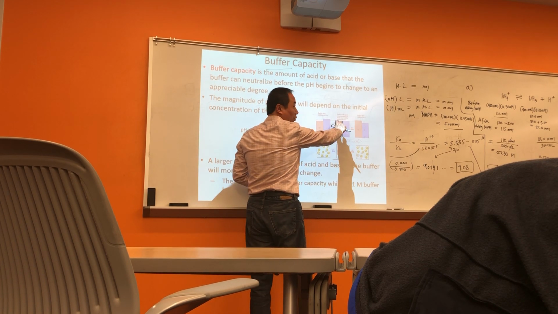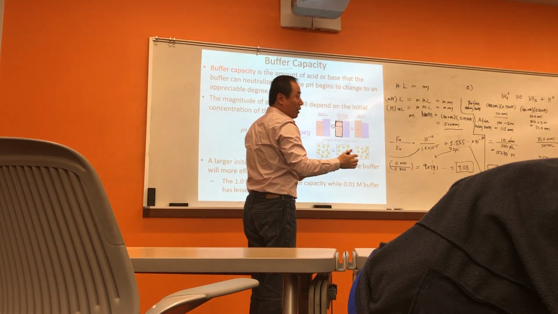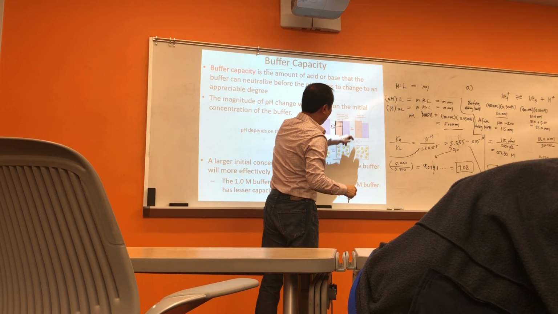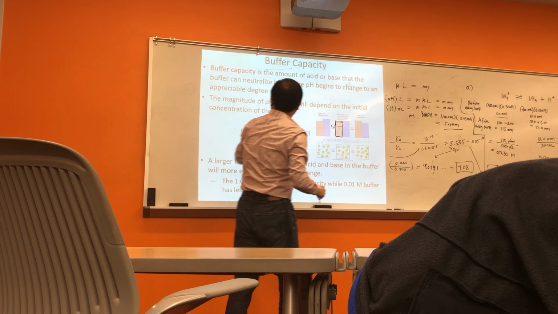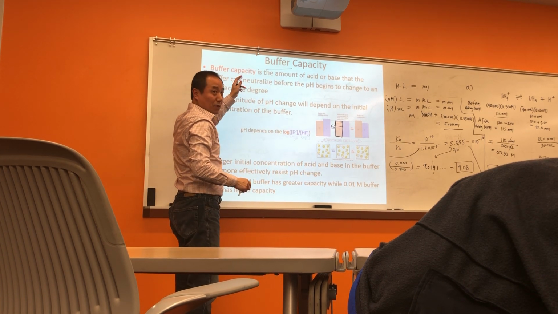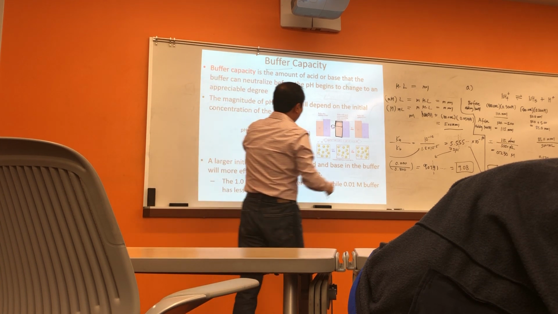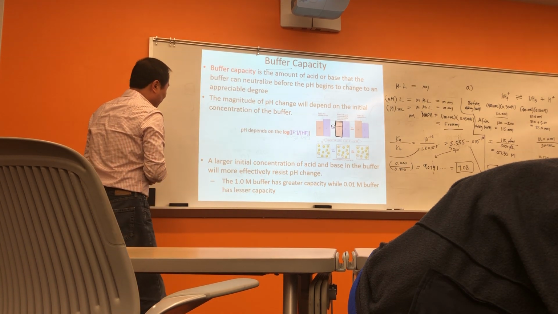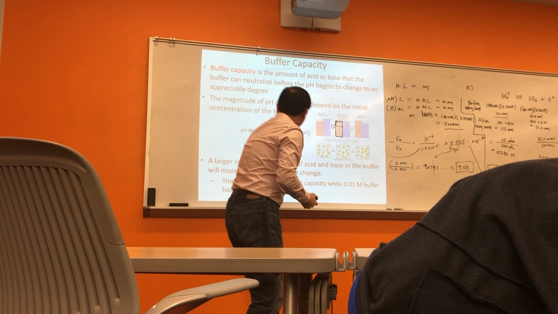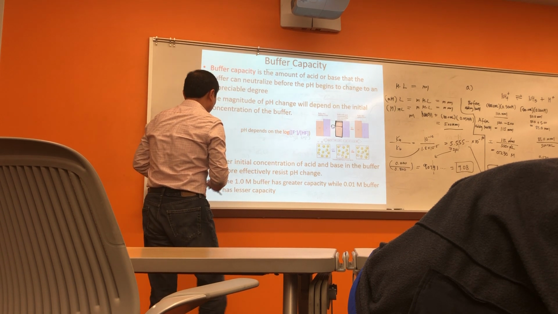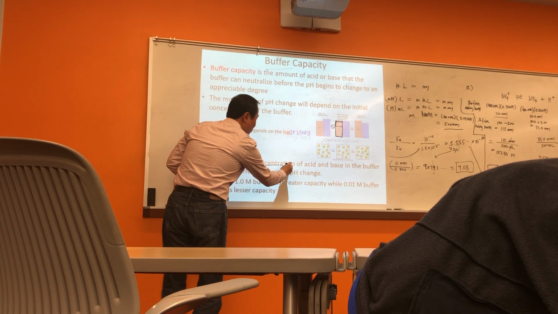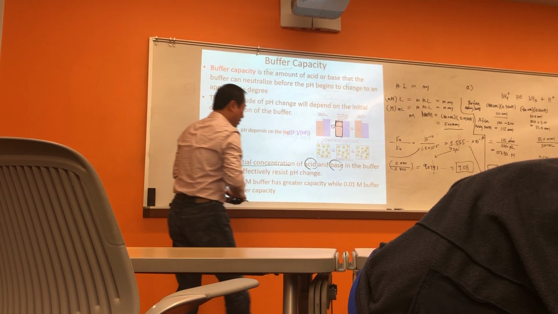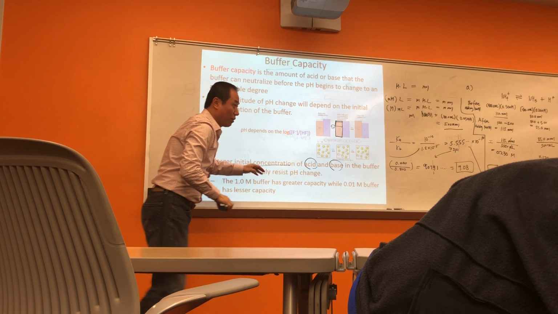But before you take all of them, obviously you will have trouble. But theoretically, you can take that much of incoming base or incoming acid. So this is what buffer capacity is. Okay? So if you have a lot more concentration of both of the pair, then you have a higher capacity of a buffer. So a larger initial concentration of acid and base, which means the conjugate pair, increases the capacity of the buffer.